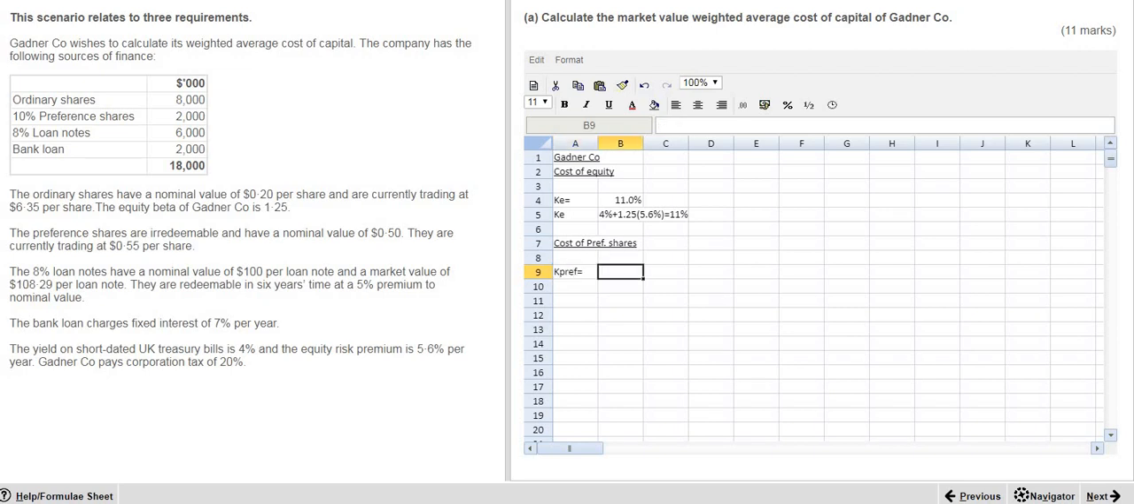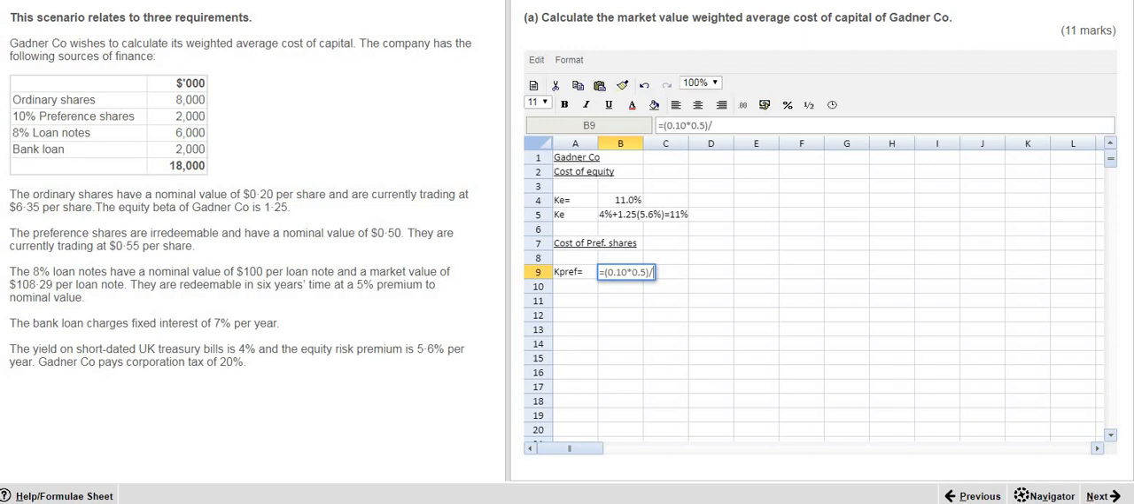K-pref equal to, now remember the dividend is 10% multiplied by the nominal value. You can put it as 10% or in decimal. So this multiplied by, remember the nominal value of the share is 0.5. This is now divided by the market value.